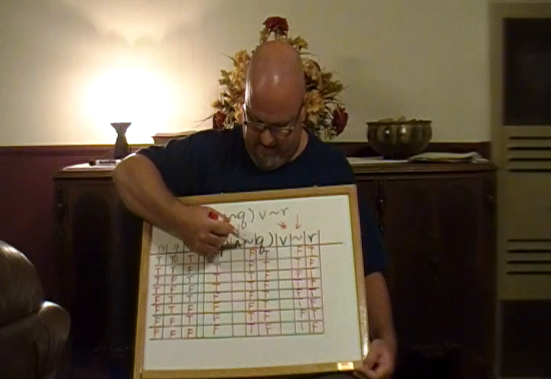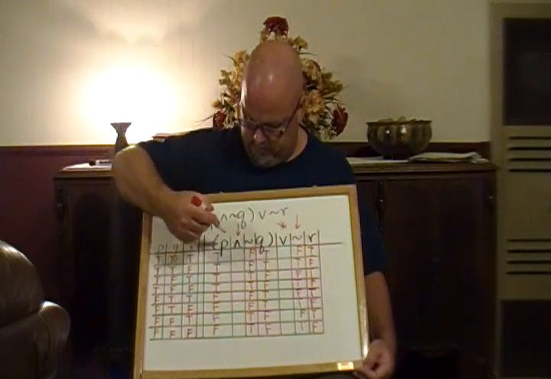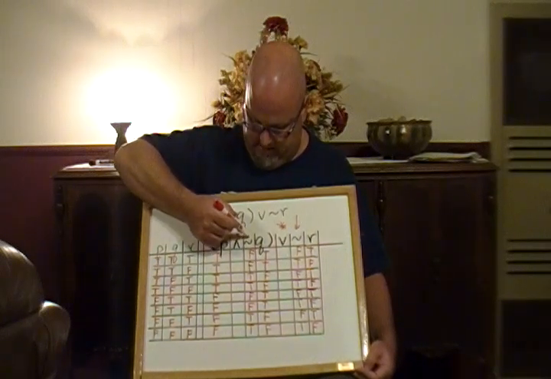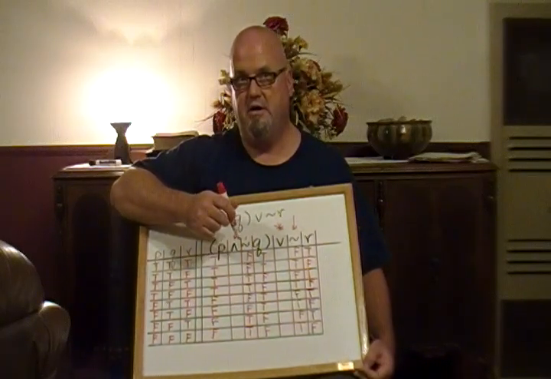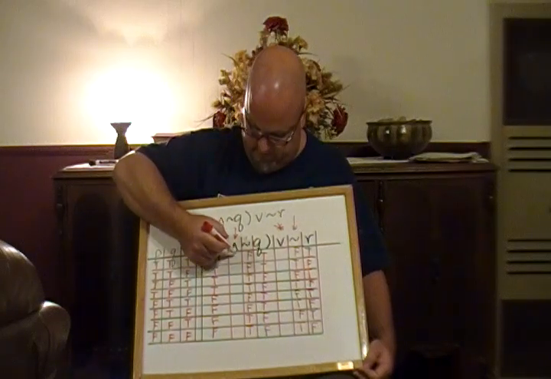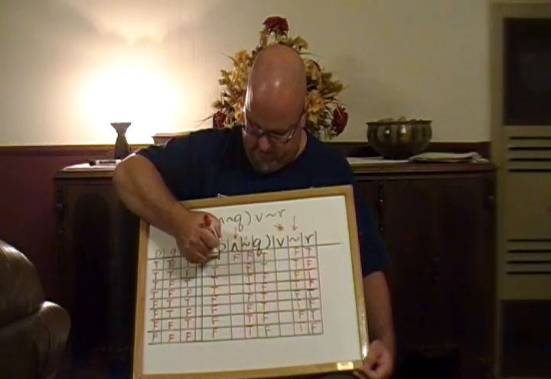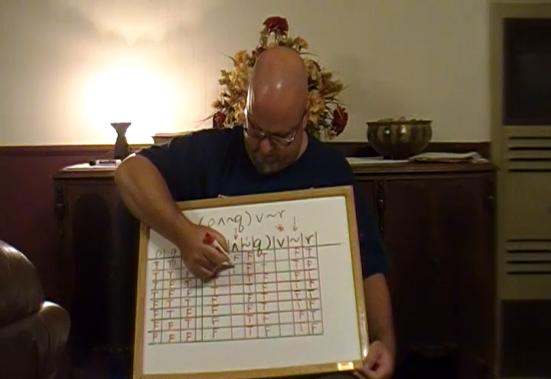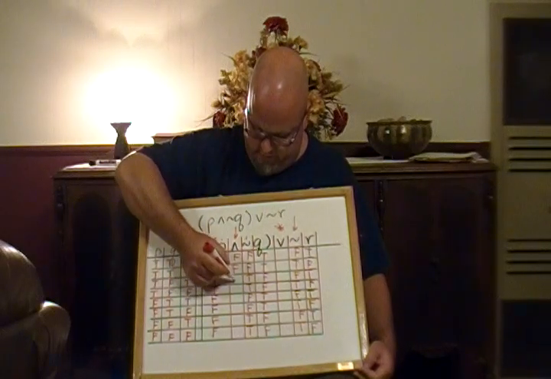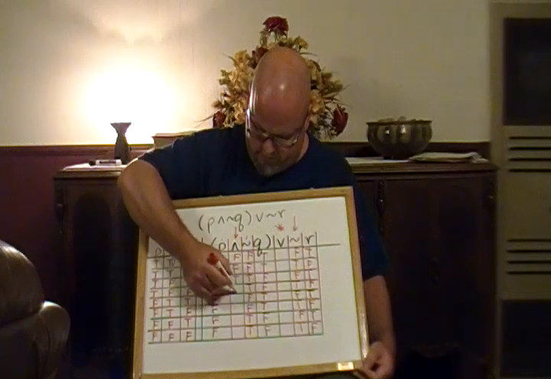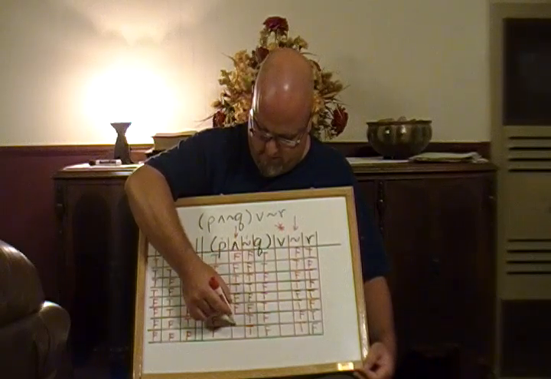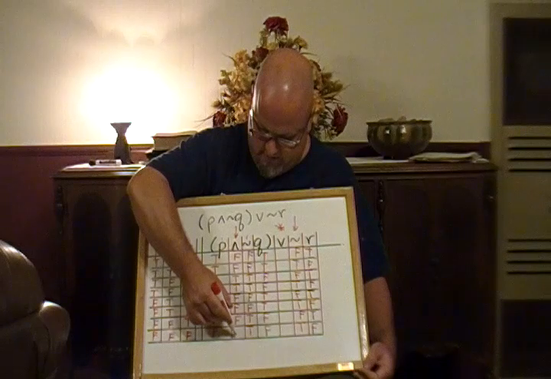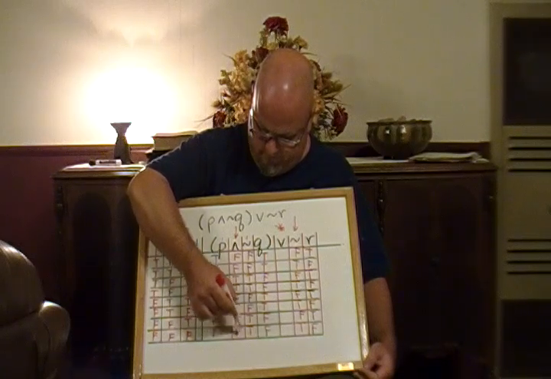Now let's work what we have inside our parentheses. We're comparing P and not Q. So we're doing this column and this column. And we know with the and, the only way for an and to be true is if they're both true. Otherwise it's false. So true and false is false, true and false, false, true and true, true, true and true, true, false and false, false, false and false, false, false and true, false, false and true, false.